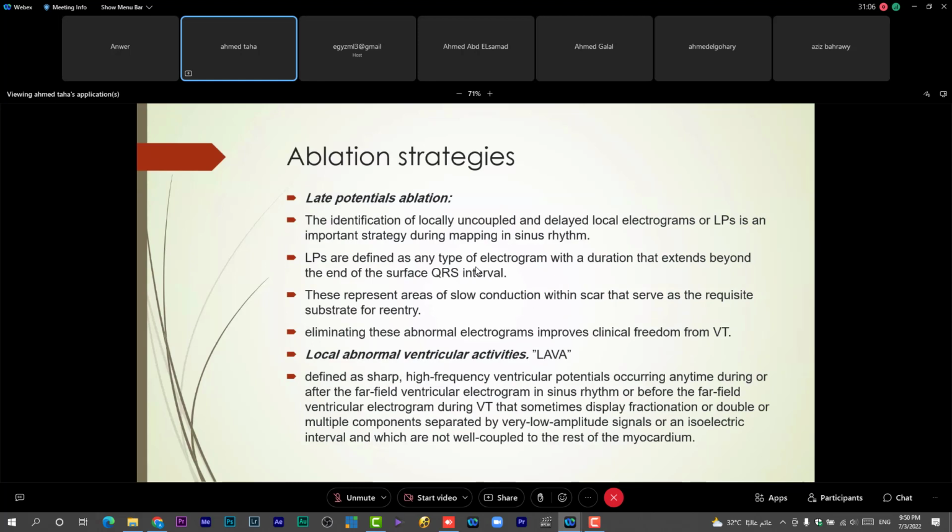Other strategies: for example, I have late potentials and LAVA. I will identify them during, for example, sinus rhythm and RV pacing. Then I will do ablation of these points all the time. For example, the LAVA and late potentials in all areas, either in different scar zones. For example, I have a large scar affecting the myocardium. I will map them all in the scar zone and I will make ablation of the late potentials and local abnormal ventricular activities.